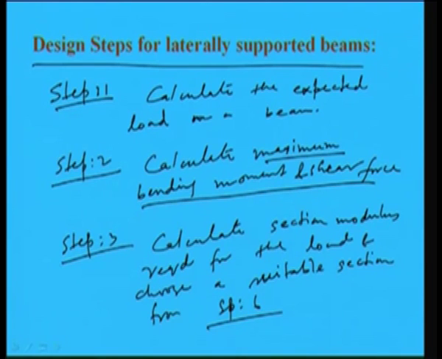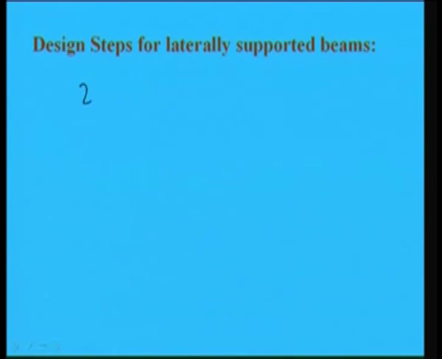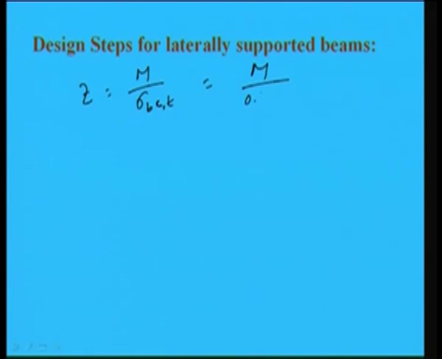So, how do we calculate the section modulus? As you know, the section modulus Z can be written as M by sigma BC or sigma BT. Here sigma BC and sigma BT are the same, which is 0.66 Fy. So, from this I can find out what section modulus is required, and the moment we find out the section modulus required, then we can see what available sections are closer to the required section modulus.